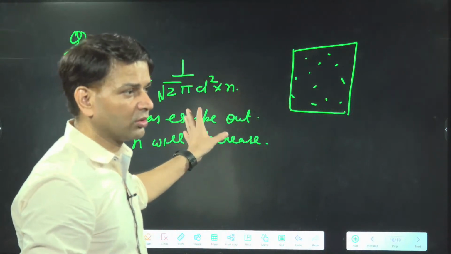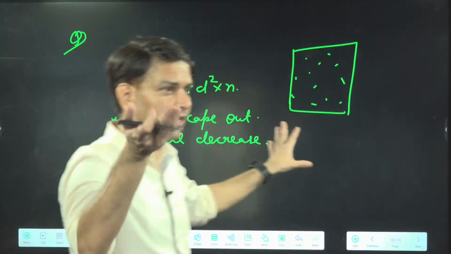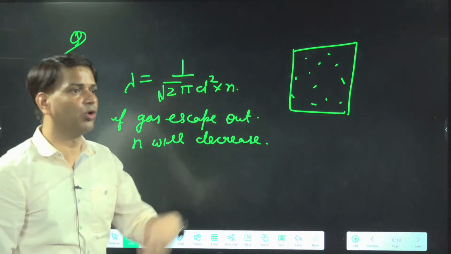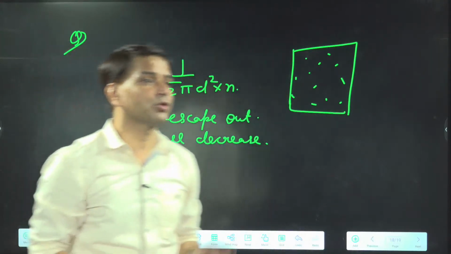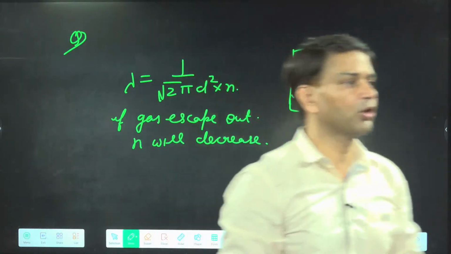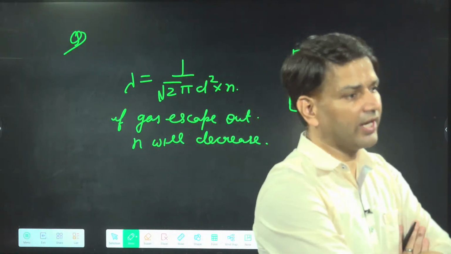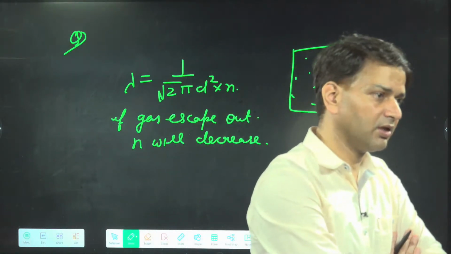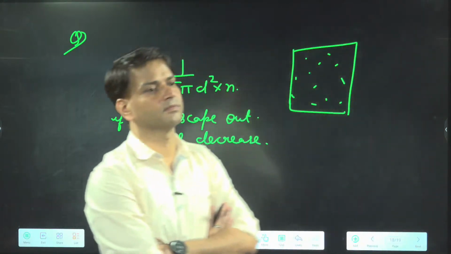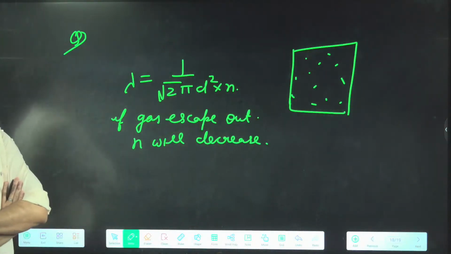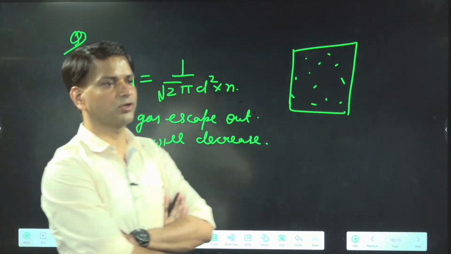1 upon root 2 pi d square n. Now gas escaping out means some molecules escape out, but the container is the same. So what will happen? Number of molecules per unit volume decreases. If n decreases, lambda will increase. Got it or not? Say yes or no.